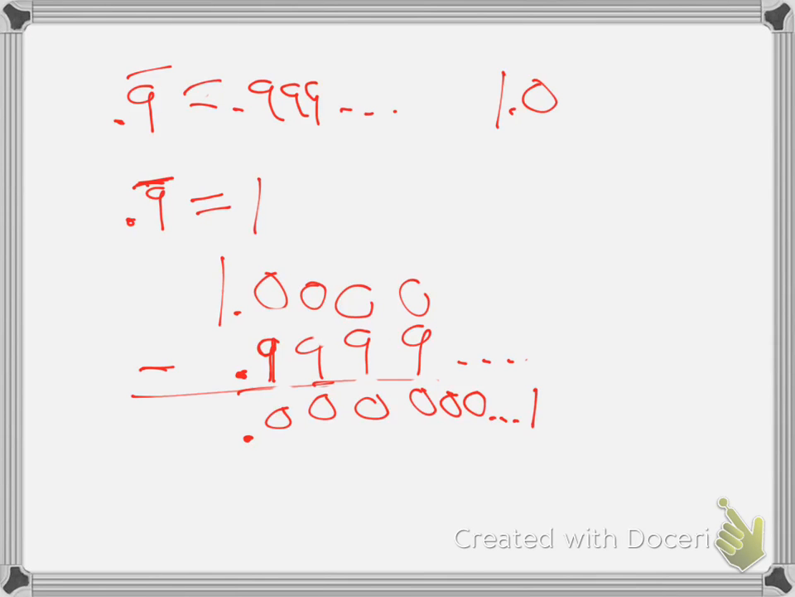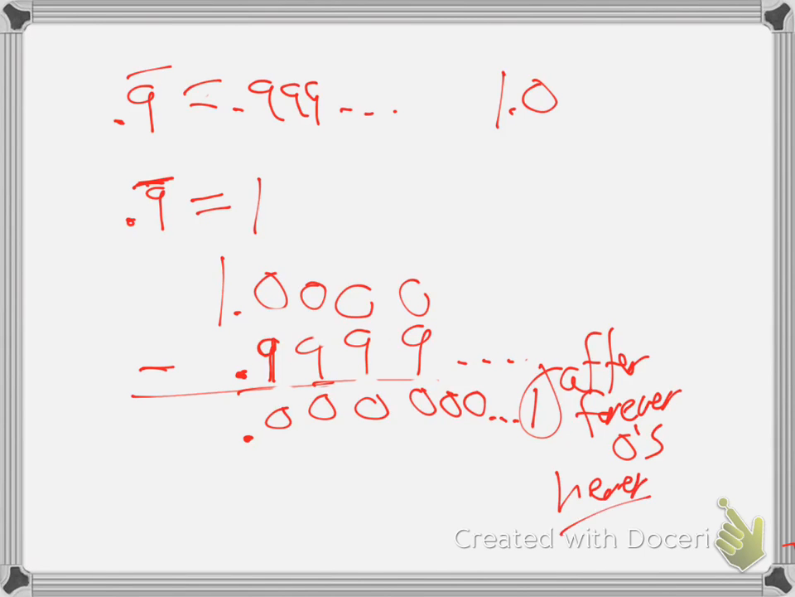So what if I said, you guys are such good students, I'm going to give you $1,000, and I'll give it to you after forever. When are you getting $1,000? After forever. Never. That's another way of saying never. After forever. So when does that 1 come? After forever zeros, right? So when does that 1 come? Never. So what's the difference?